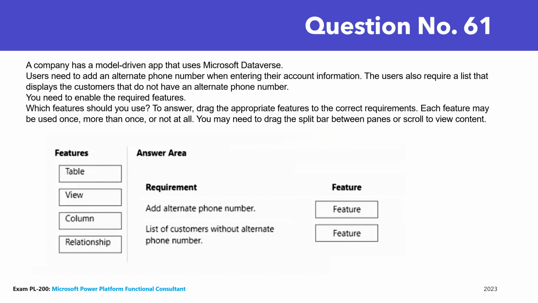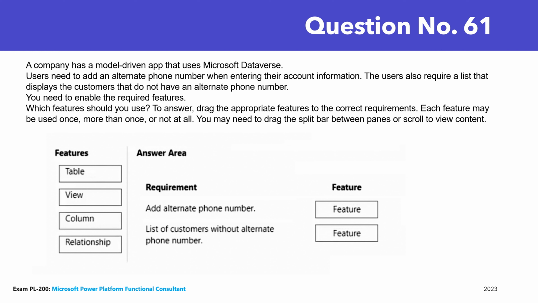A company has a model-driven app that uses Microsoft Dataverse. Users need to add an alternate phone number when entering their account information. The users also require a list that displays the customers that do not have an alternate phone number. You need to enable the required features. Which features should you use? To answer, drag the appropriate features to the correct requirements. Each feature may be used once, more than once, or not at all.